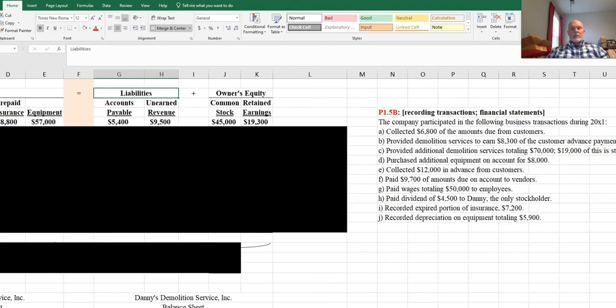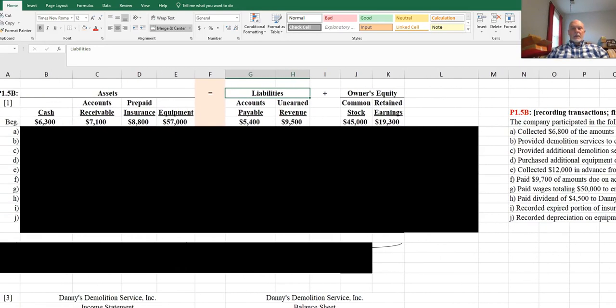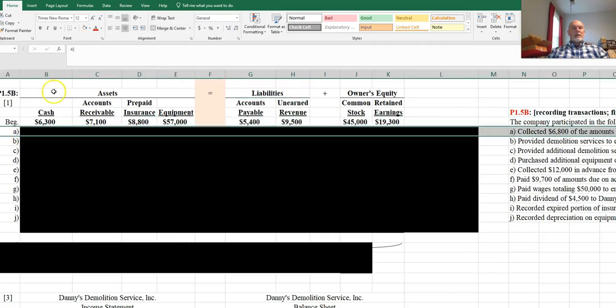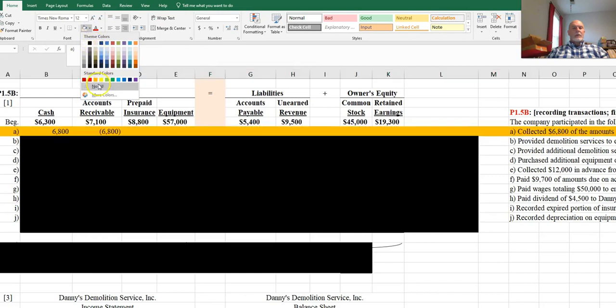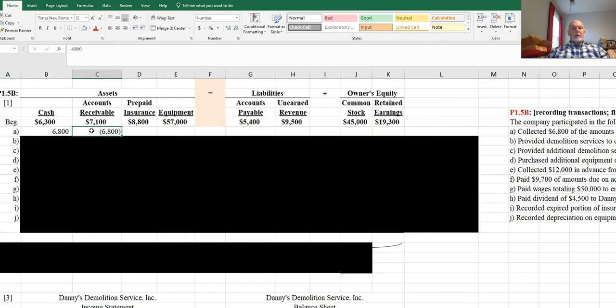Transaction A says we collected $6,800 of the amounts due from customers. Well, as I just mentioned, customers owe us $7,100, and now we're getting $6,800 of that, and so we're going to lower what they owe us, subtract from accounts receivable, and add that to cash because they have now paid us.